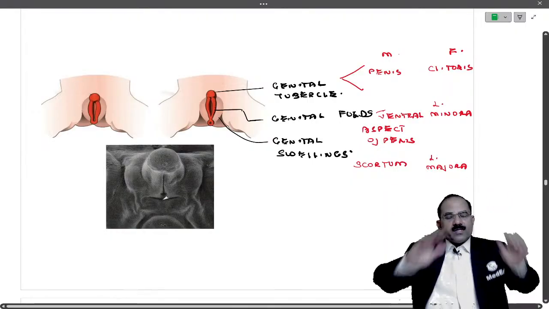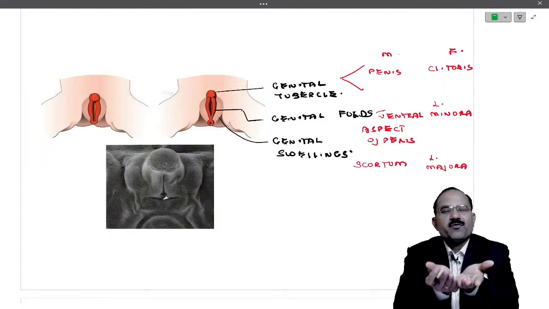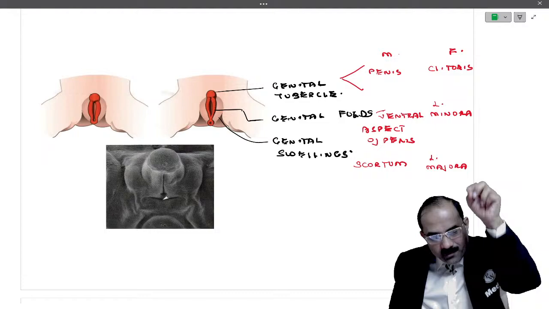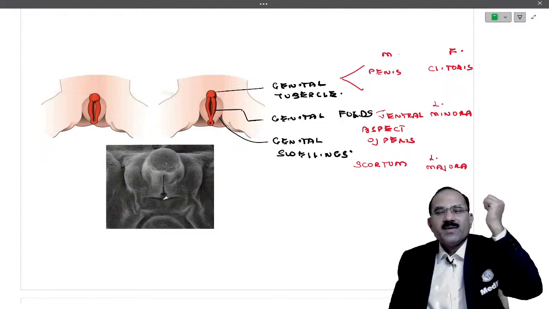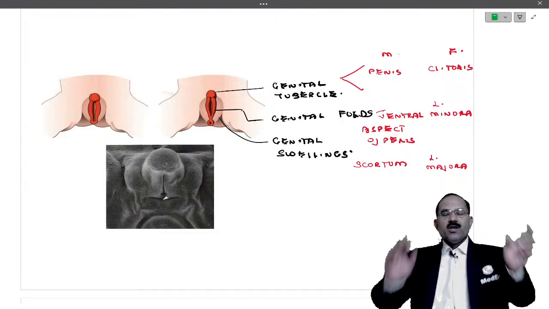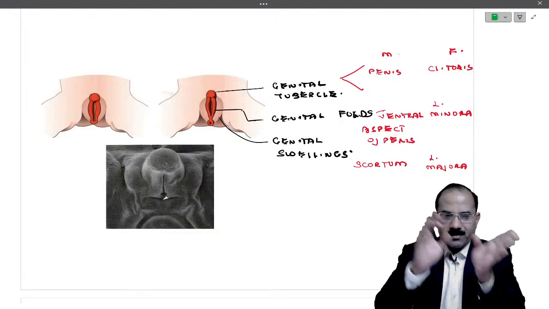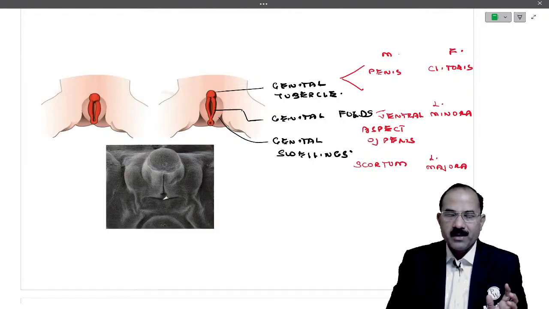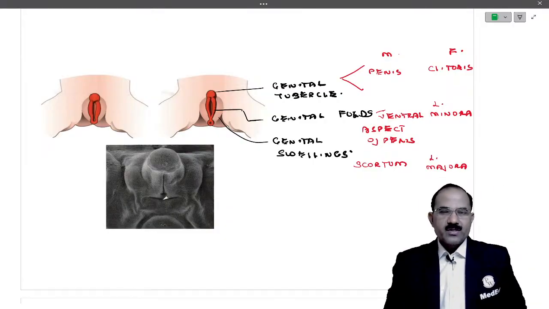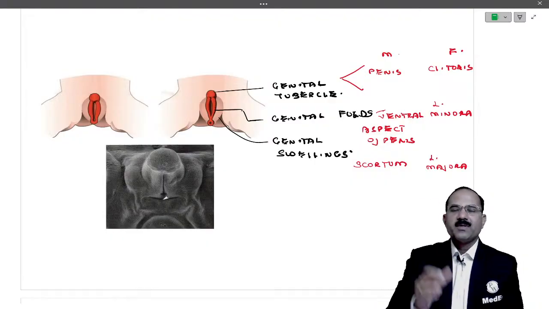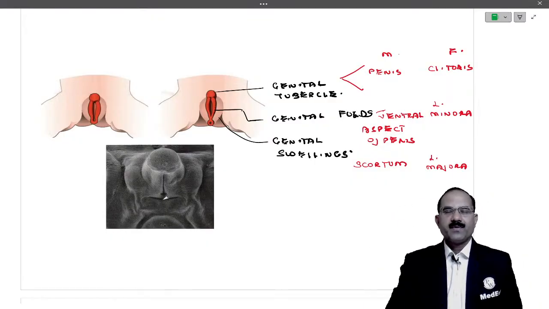So genital folds in males form the ventral aspect of the penis, and if the genital folds do not fuse, the urethra opens on the ventral aspect of the penis. What is that known as? Hypospadias. Remember this. So the genital tubercle forms the penis in males and the clitoris in females. Genital swellings form the scrotum in males and the labia majora in females. Genital folds form the labia minora in females and the ventral aspect of the penis in males. Clear, children? Okay, very good.